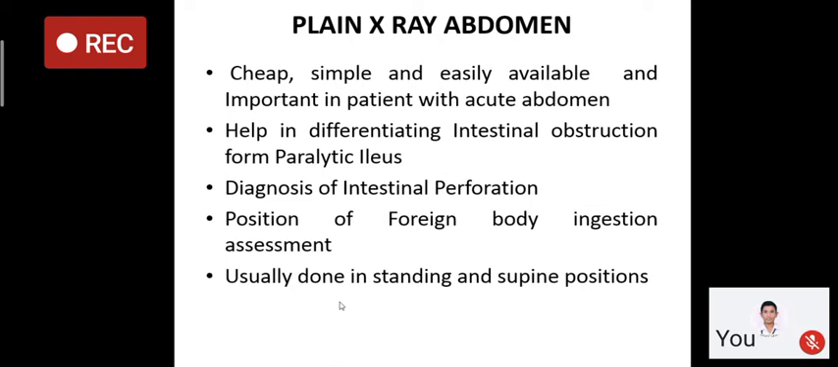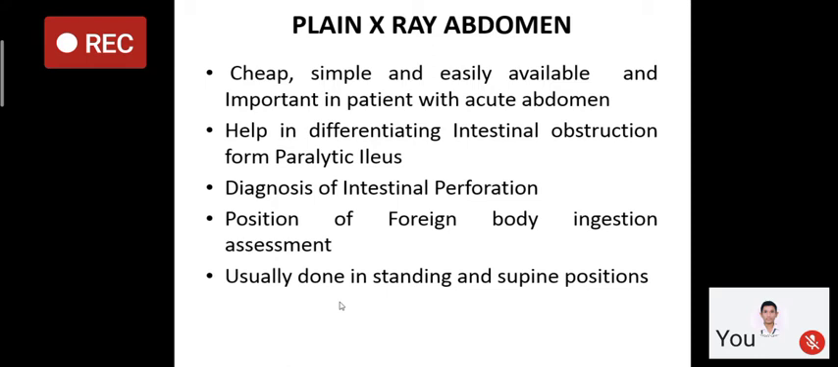Coming to the first investigation, that is the plain X-ray abdomen. It is very cheap, simple, and easily available everywhere. In fact, in any PHC, CHC, even at the tehsil level, you can have an X-ray of the chest or the abdomen. It is of importance whenever you are dealing with a patient with acute abdomen, a patient presenting with acute, sudden onset abdominal pain, right? And I will tell you the utility.